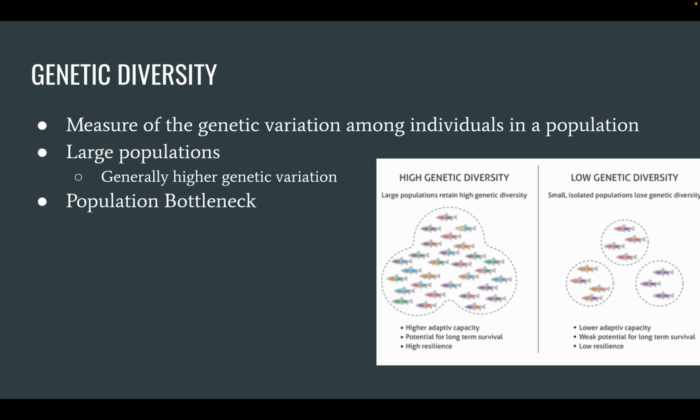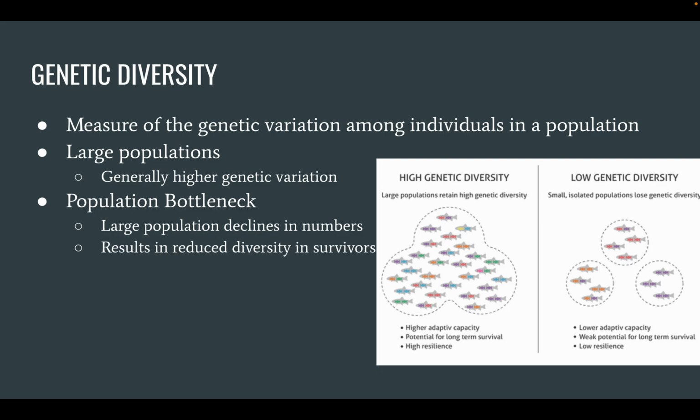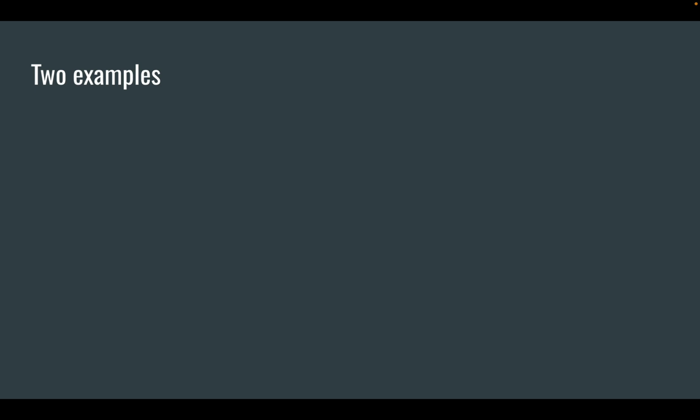What can happen is that if there's a large loss of population, that can lead to what's called a population bottleneck. So a large population declines in numbers, and this could be due to a new predator being introduced that overhunts a certain prey, a disease, or a loss of habitat. Many different things can cause this. But for some reason, the ecosystem can no longer sustain the higher population and the population is greatly reduced. And this results in reduced genetic diversity within the survivors.